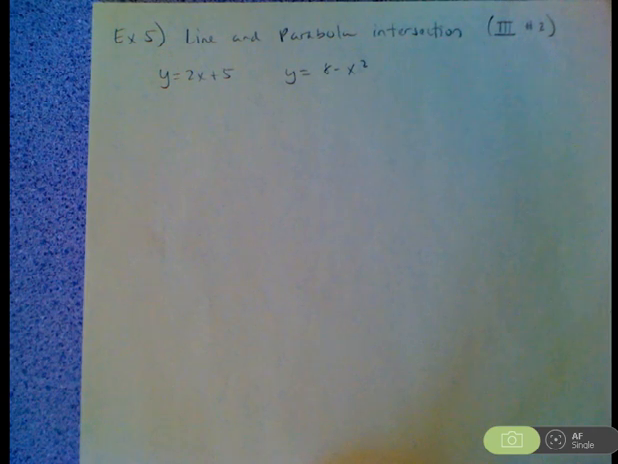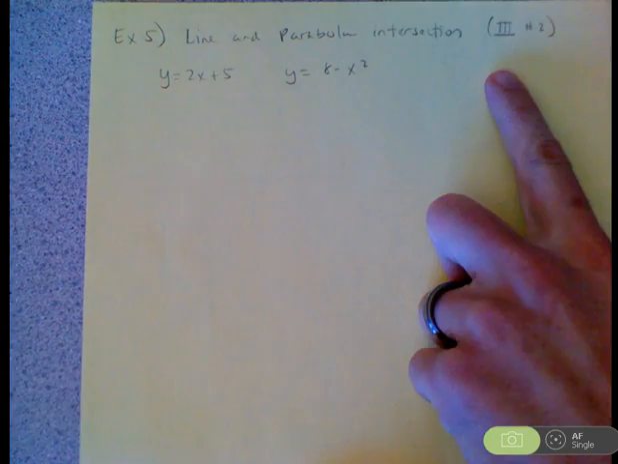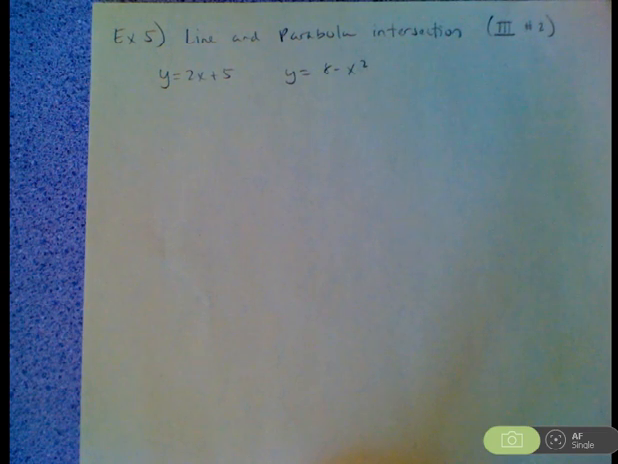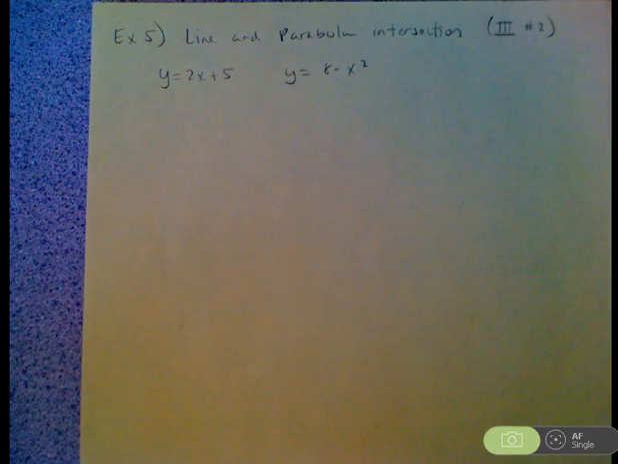On to our last example. So this is from notes section 3, and this is number 2. This one says something about where do the line and the parabola intersect. First of all, let's see what that would even look like.